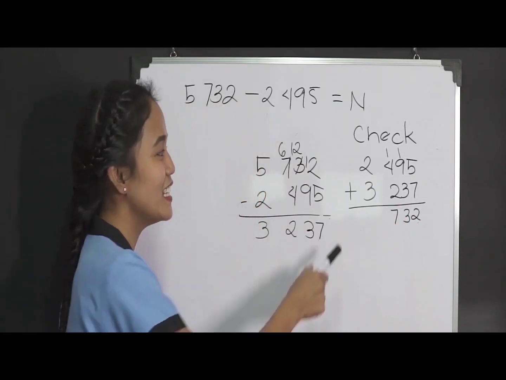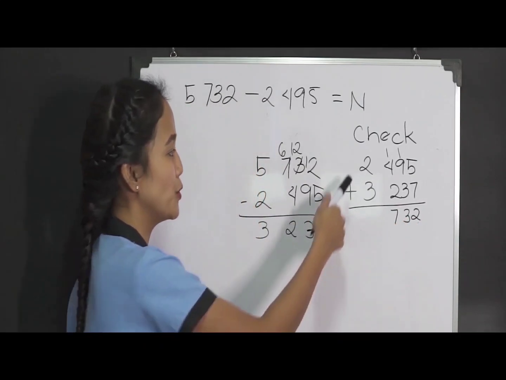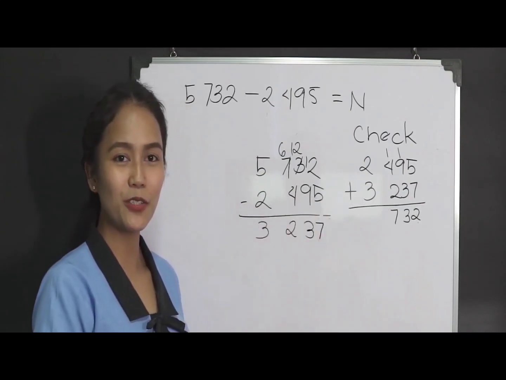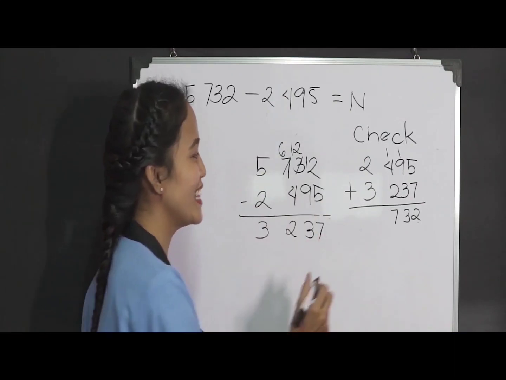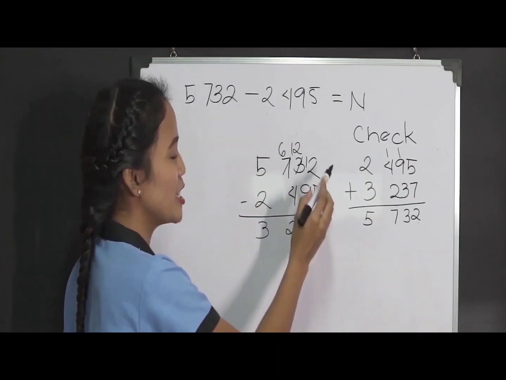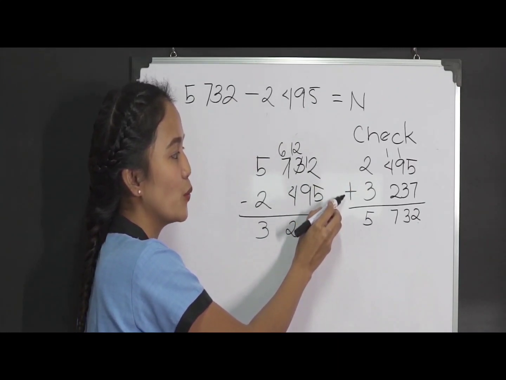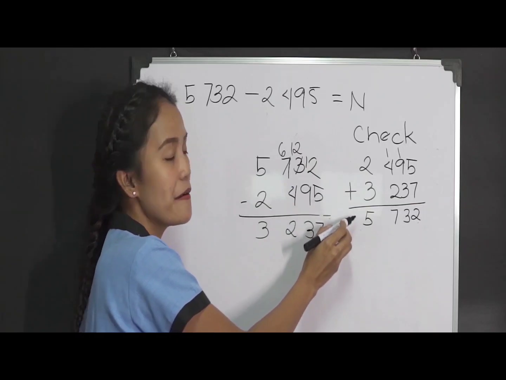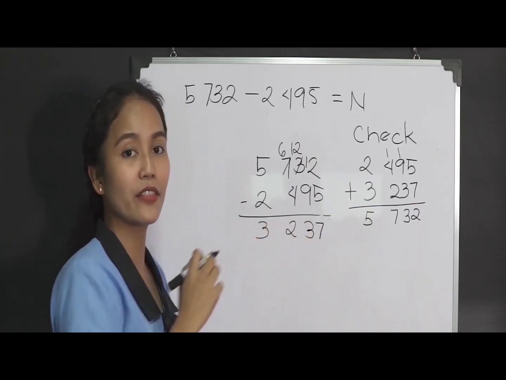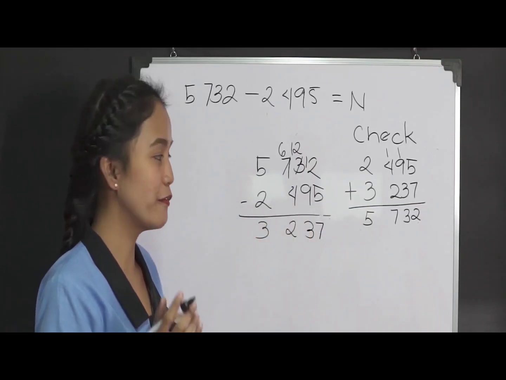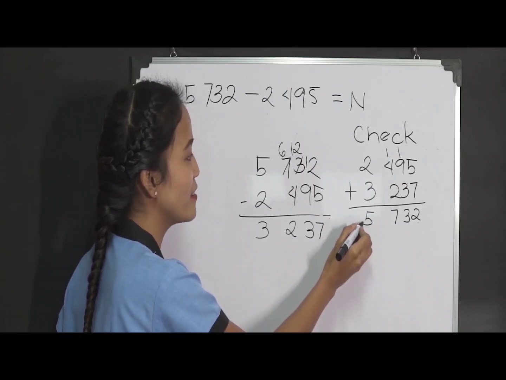Then finally, the thousands column. 2 plus 3 is equal to? Yes, it is equal to 5. The sum of 2,495 and 3,237 is 5,732. Therefore, our answer is correct.